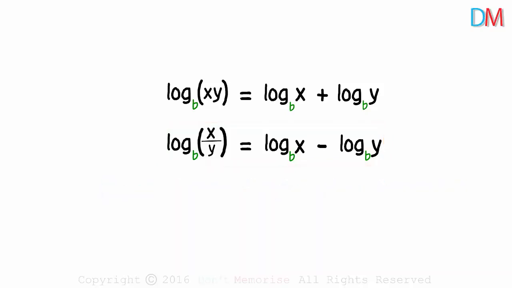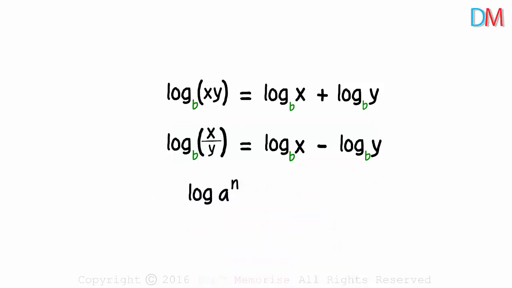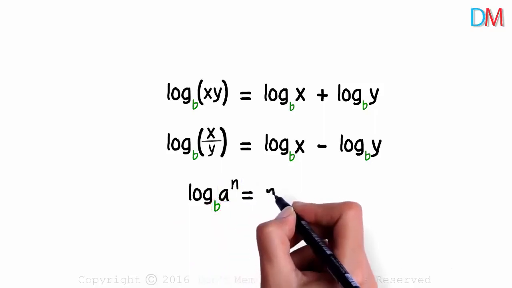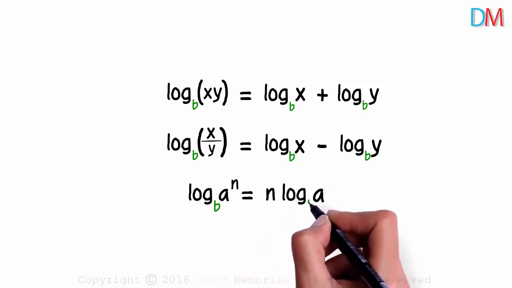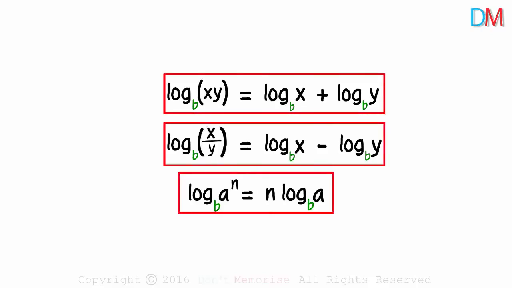The third rule is quite interesting. It tells us about the log of a raised to n to the base b. Here the base is b and the argument is a raised to n. It equals n times log of a to the base b. The power of the argument is written here. So these are the 3 most important rules in logarithms.